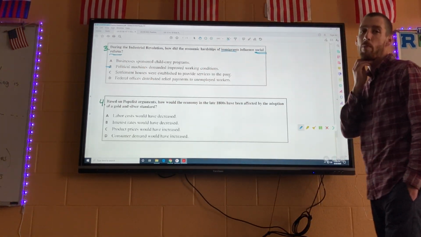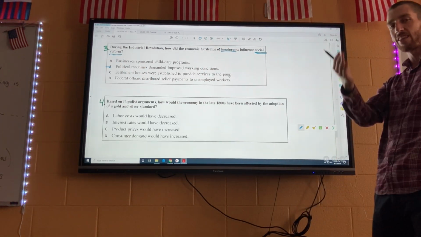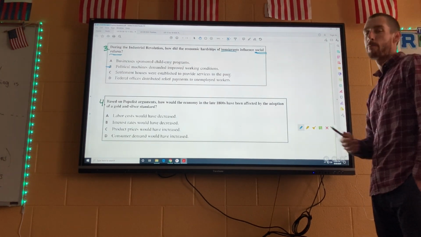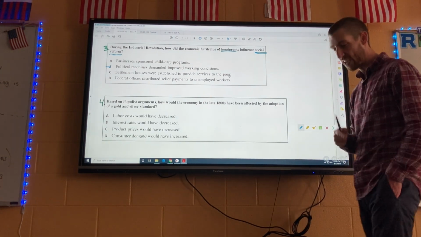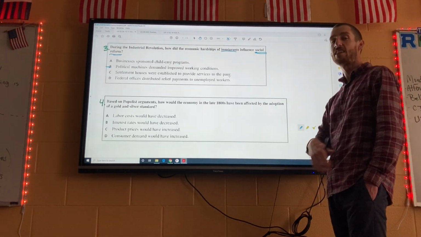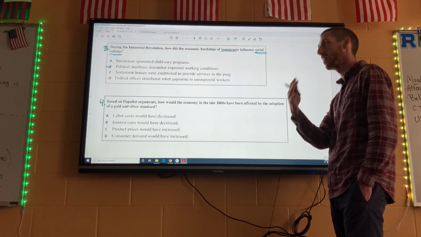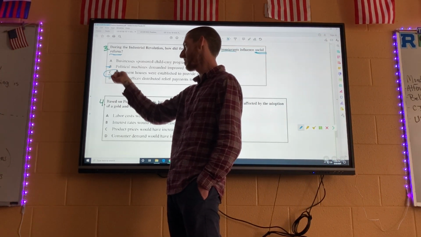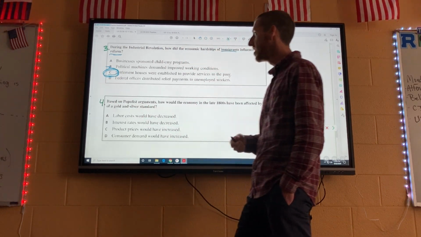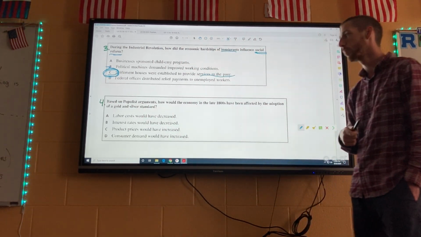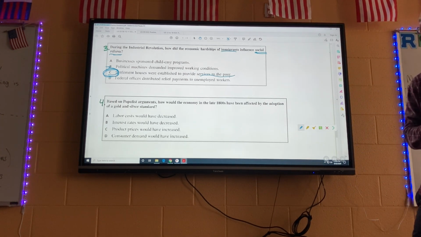They want the immigrants to remain poor so that they can keep hiring them and keep getting their voter support. Okay, that's all they care about. However, there were a group of people such as Jane Addams who helped out these poor immigrants and did things that were reforms, that were good, positive changes. And if you recall, they established settlement houses. So number 3 on this one is going to be C. Settlement houses were established to provide services to the poor. Okay? So that one's pretty easy.